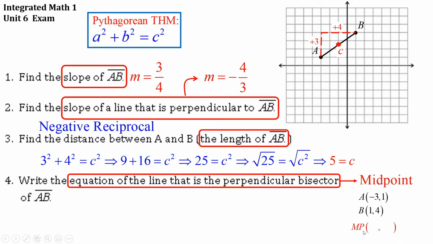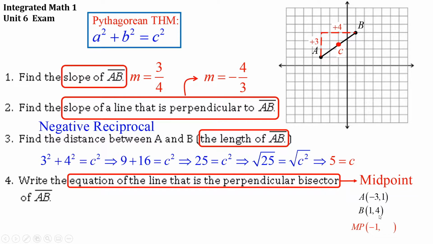Now, the x-coordinate of the midpoint would be the average of the x-coordinates of A and B. So what is the average of 1 and -3? Well, 1 plus -3 is -2. Divided by 2, I get -1. -1 is the number right in the middle perfectly of 1 and -3.